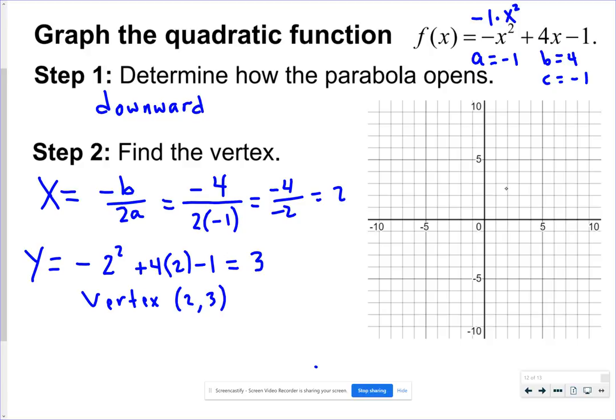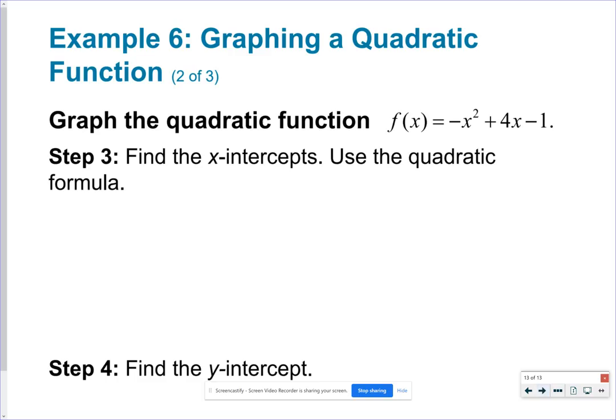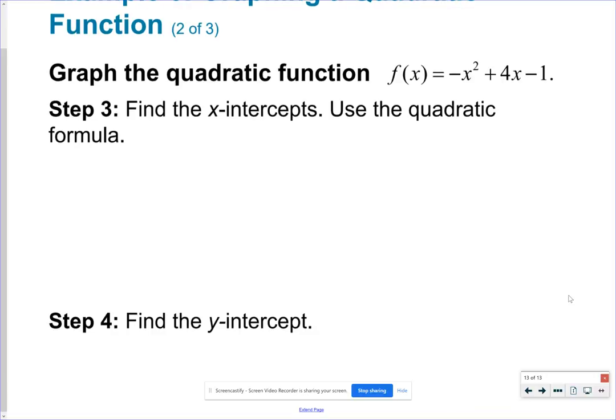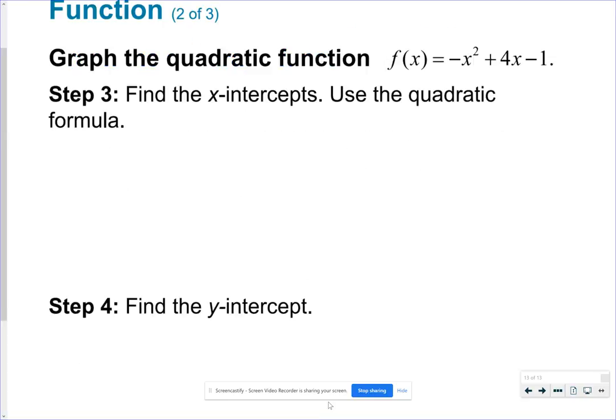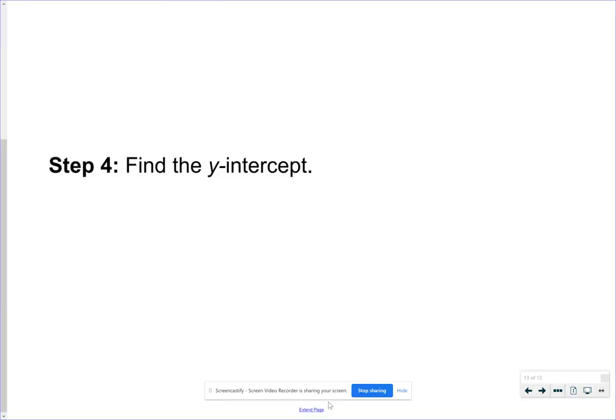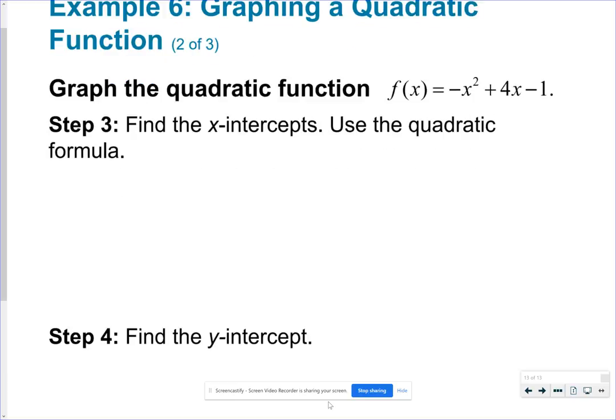So we're here at (2, 3) for our vertex, and we're going to open down from there. Now I'm going to flip back and forth between these two screens because I need to find intercepts, and then I'm going to finish the graph. So over here, we're going to find the X-intercepts and then find the Y-intercepts. My mouse is being a little glitchy.